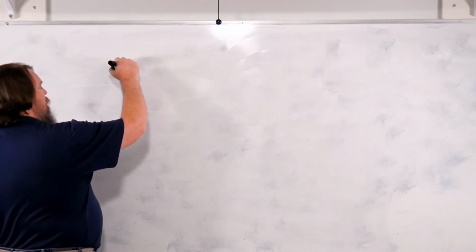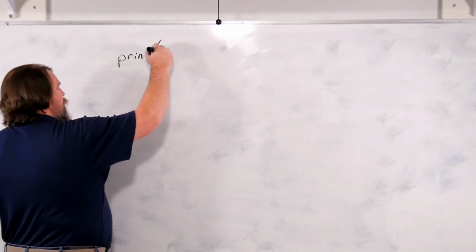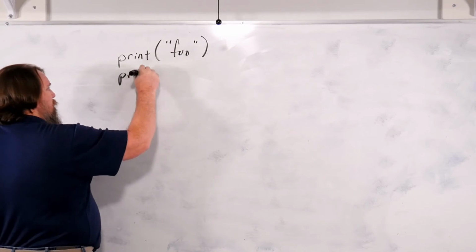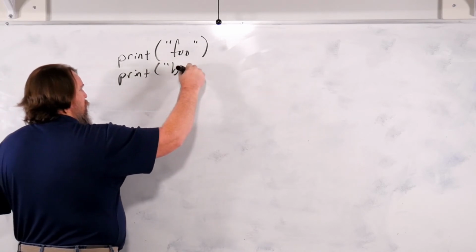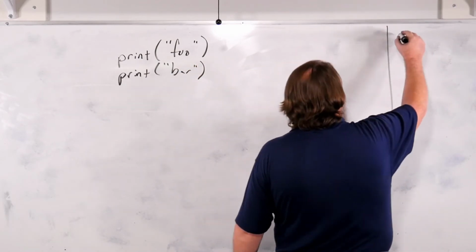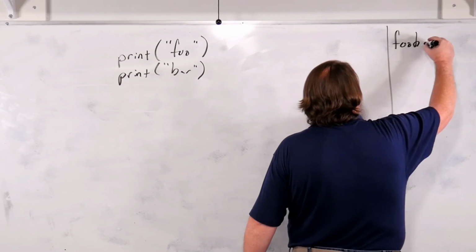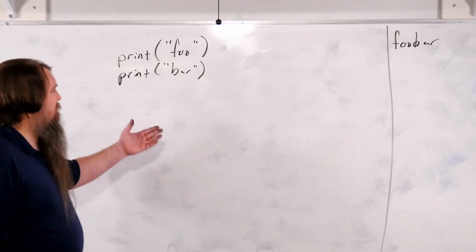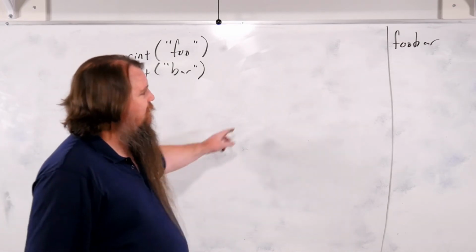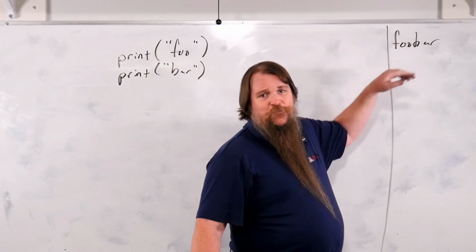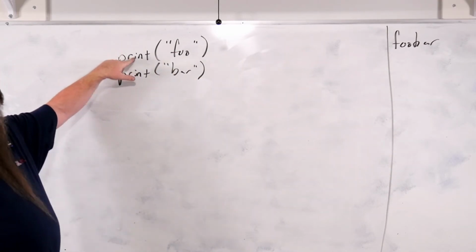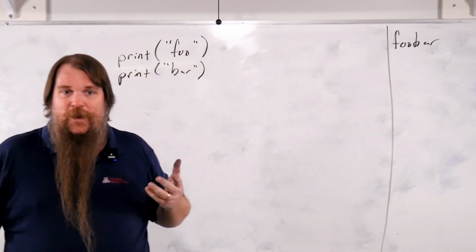So let's imagine that I'm going to do print foo followed by print bar. But what I really want is for it to come out looking like this. Obviously, if I do print foo followed by print bar, then I'm going to get foo line break bar, because this automatically puts a new line at the end of anything it prints. Is there a way to turn that feature off?